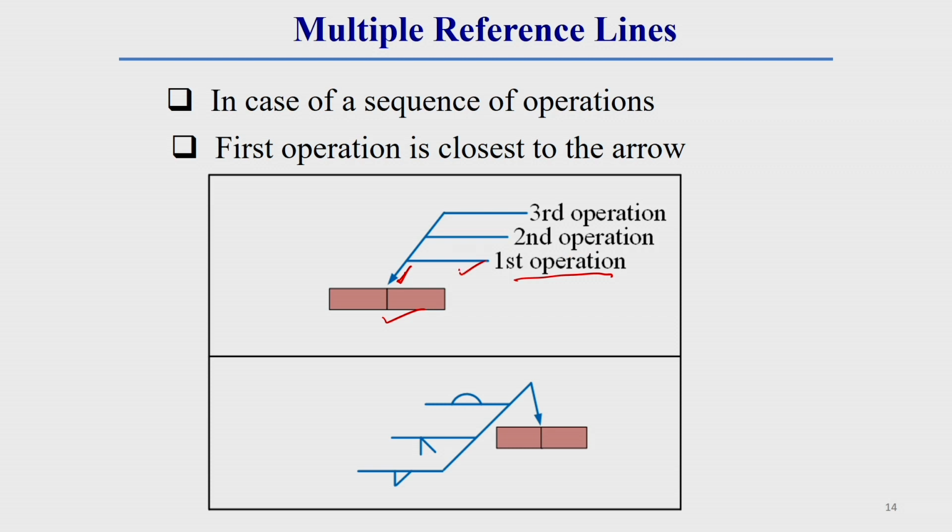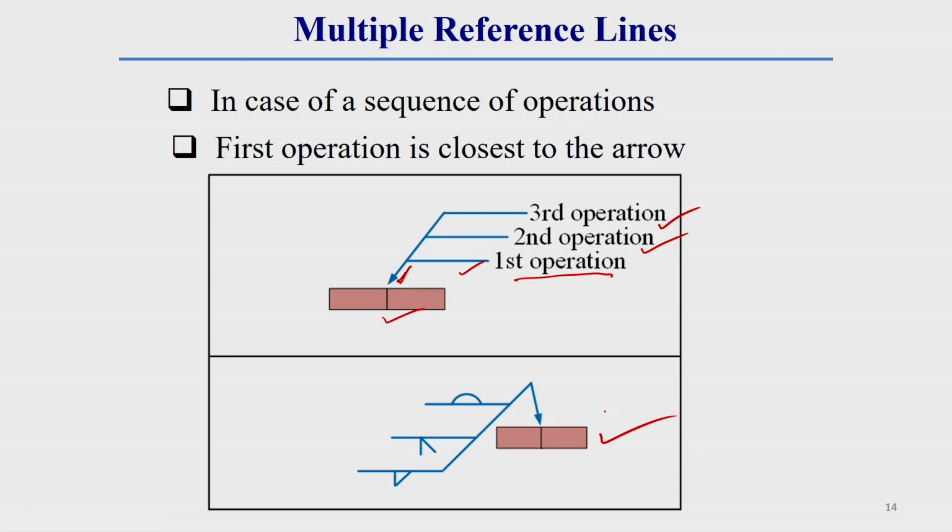Similarly, for the second operation, another horizontal line we have to draw, and whatever operation we have to do, we put it there. Then if there is another operation, the third operation, for that another horizontal line we have to draw, and we do the third operation. Like here I have drawn a welding symbol, which should be the first operation, which the second, and which the third.